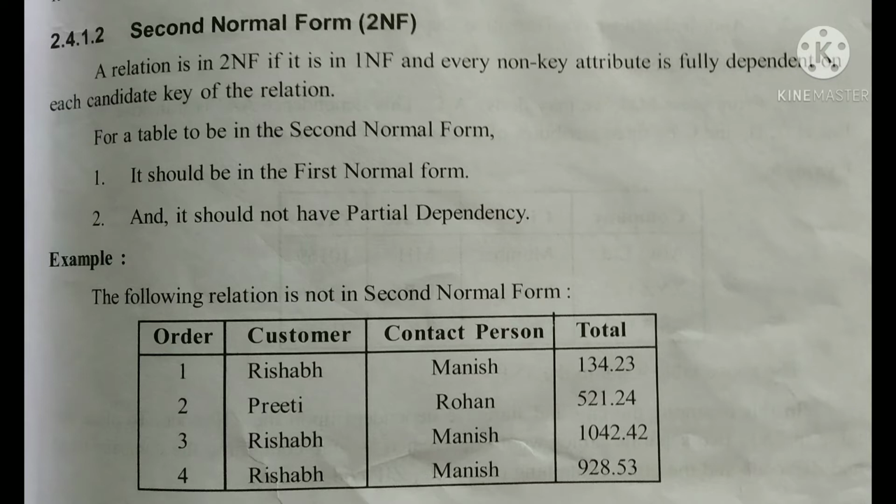Then the customers are Rishabh, Preeti, and so on. The contact persons are Manish, Roshan, Manish, and so on. These are the columns, along with the total values, and this table is not in second normal form. Now we are discussing how to convert the first normal form table into second normal form.